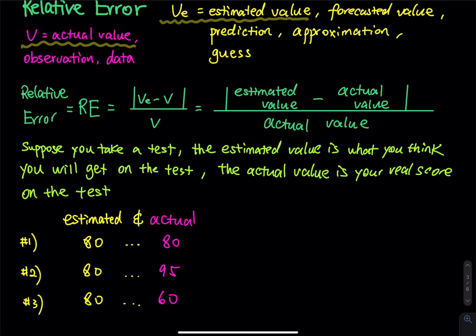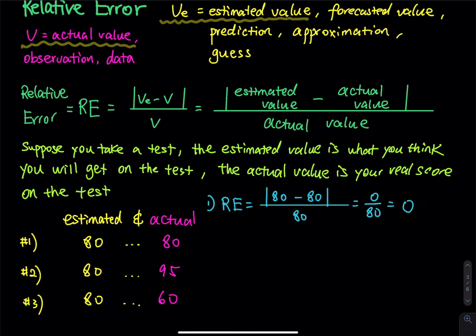Now, in this problem, I want you to calculate the relative error for me. All right, so let's do that. The first one is relative error, which is equal to, we draw a fraction bar, the absolute value of estimated minus actual divided by actual. So that is 0 divided by 80, which is equal to 0. So the relative error is equal to 0.